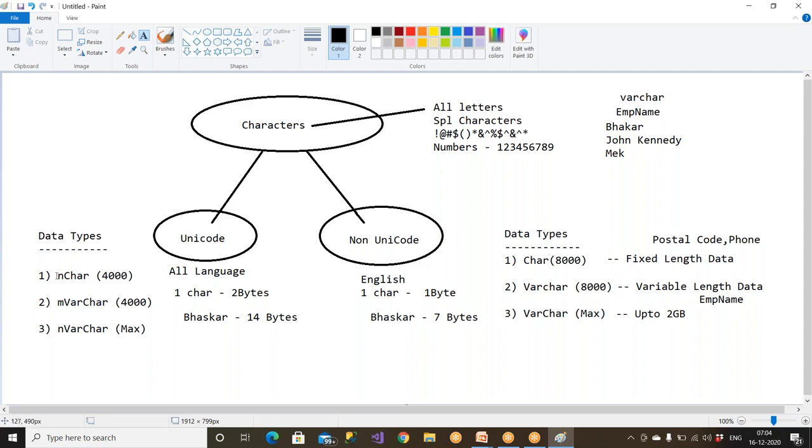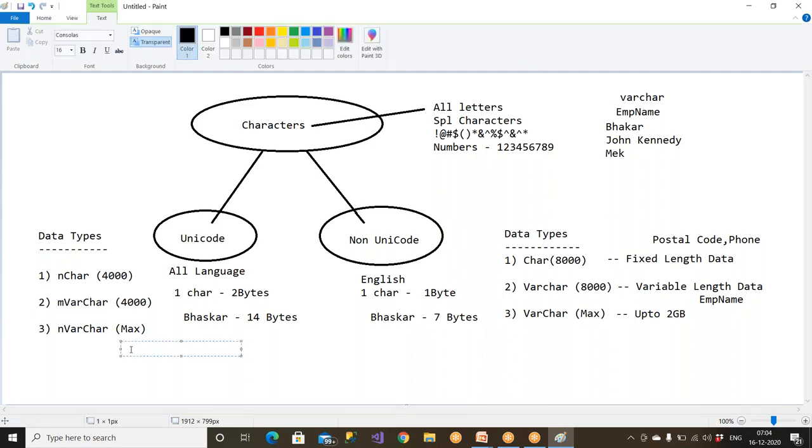Clear? So in this case, we have nchar 4000 and nvarchar 4000. Same rules apply. Nchar means fixed length data, and up to 4000 characters we can store. Why 4000? Because each character is going to be taking 2 bytes. 2 into 4000 characters, 8000 bytes. So that is the maximum page size. Clear? So it is half of this. So here also 4000, max up to 1 GB of data.